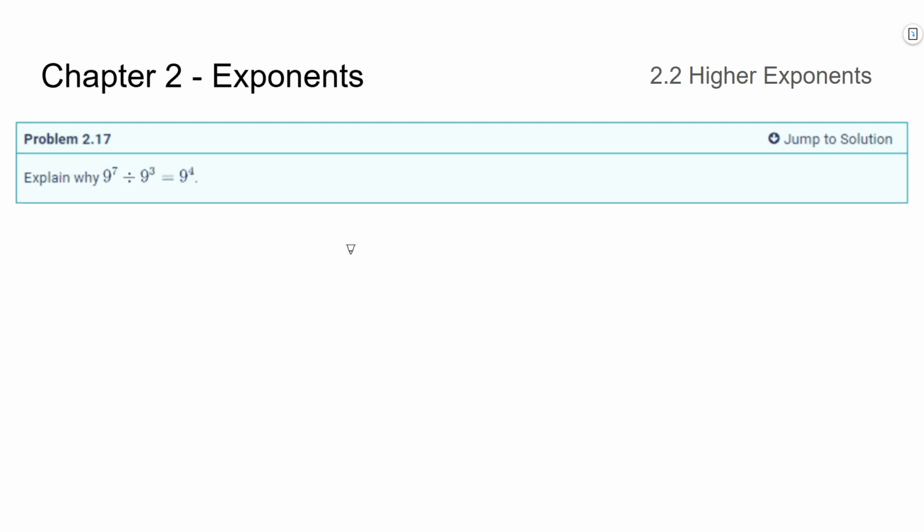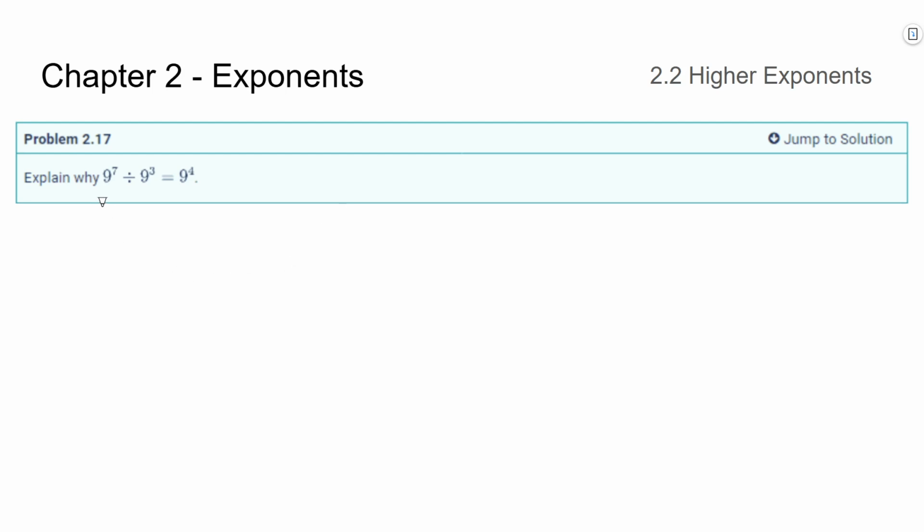All right, so now we're going to try some division. So 9 to the 7th divided by 9 to the 3rd. And explain why that is equal to 9 to the 4th. This one's a little bit more tricky to do, so go ahead and give us a pause here and see if you can come up with a reason. Just try to think this one through. If you can't figure out why this might be true, then we'll go over it here in a second.